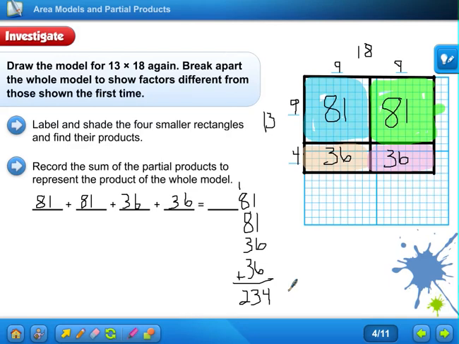So that is how you use partial products to find the product when you multiply two 2-digit numbers together.